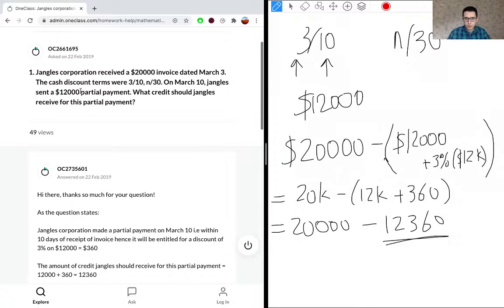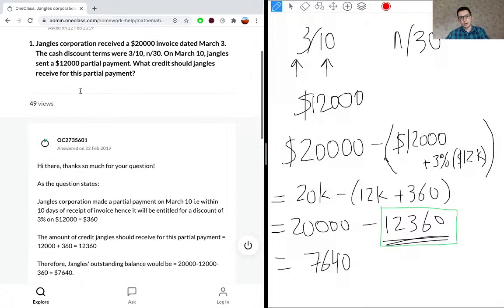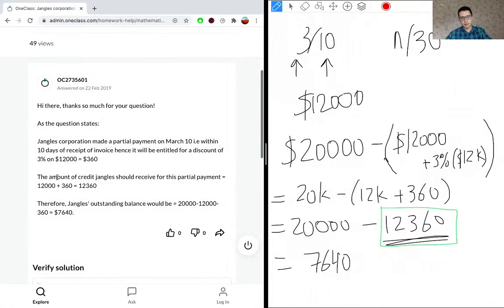So this is how much should be credited on the invoice of 20,000, and the balance that we'd get from that, if we put it in our calculator, we'd get 7,640. So really the question is asking us for how much credit should Jangles receive for this partial payment. So we'd say $12,360 of credit should be received. So that would be subtracted from the invoice, so the cost that they have to pay, and that would give you the balance of 7,640.